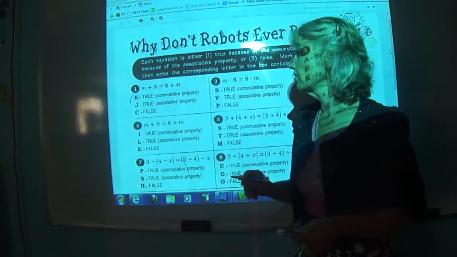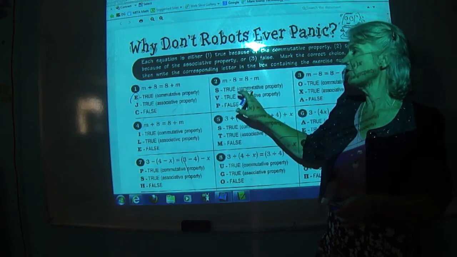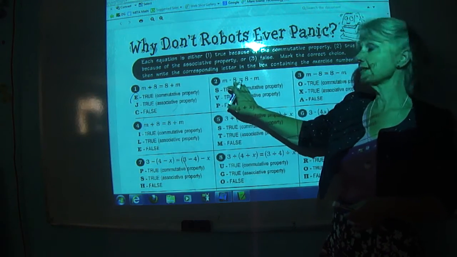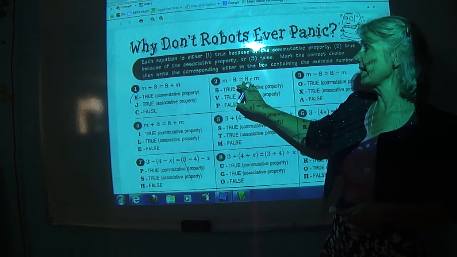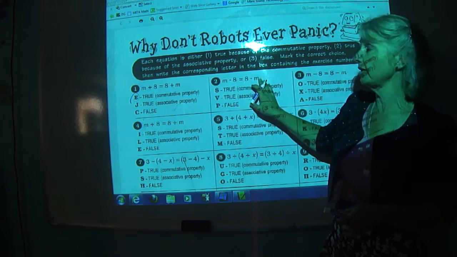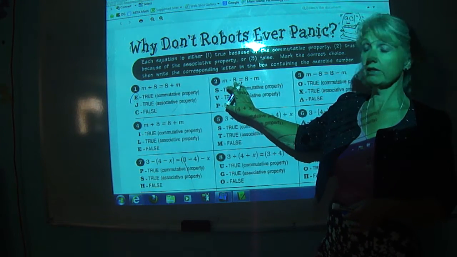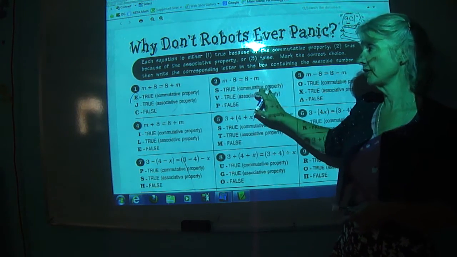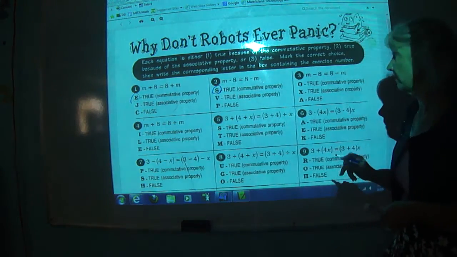So that's going to show you. The same thing works for multiplication. 3 times 8 is exactly the same as 8 times 3. For example, 3 times 8 is 24, 8 times 3 is 24, and again, that's because of the commutative property.